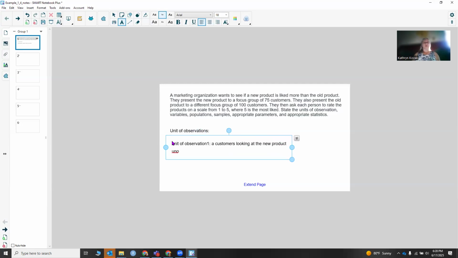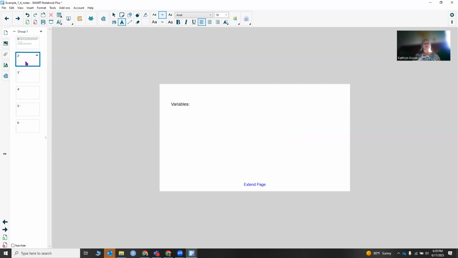And unit of observation 2 is a customer looking at the old product. So those are my units of observation, and kind of what you're looking at here. And probably looking isn't the best word to use. I could have used a different word like assessing. But again, it's just one customer is what we're looking at.